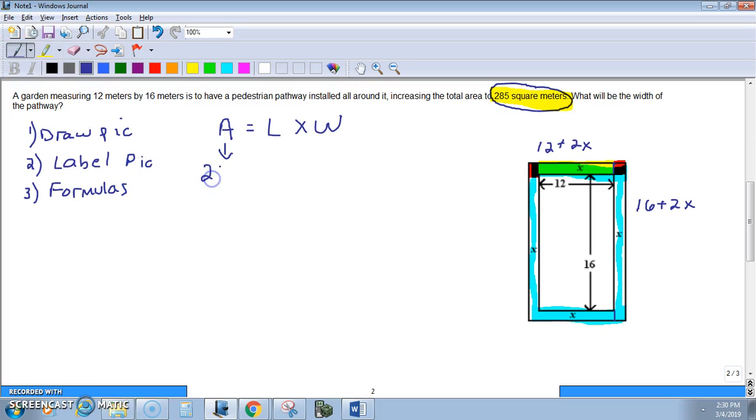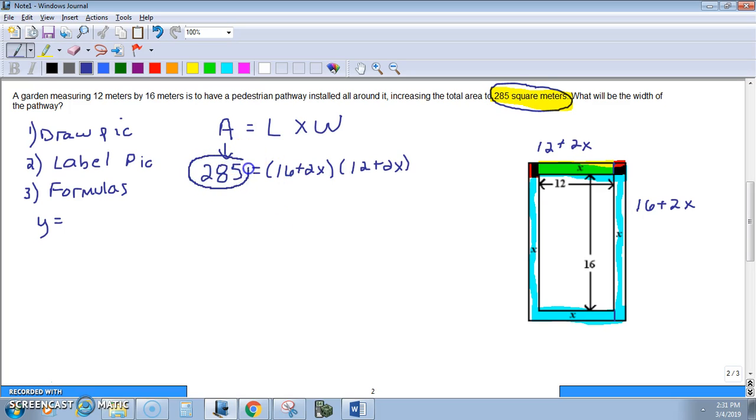But here we have 285 square meters is equal to the length, which is the longer side, so we'll call that 16 plus 2x. We already figured this out, right? 16 plus 2x times 12 plus 2x. Now, this is an equation, but it is not an equation that we could put into the calculator, because to do that, we would need to have y equals something. And right now we have that 285.